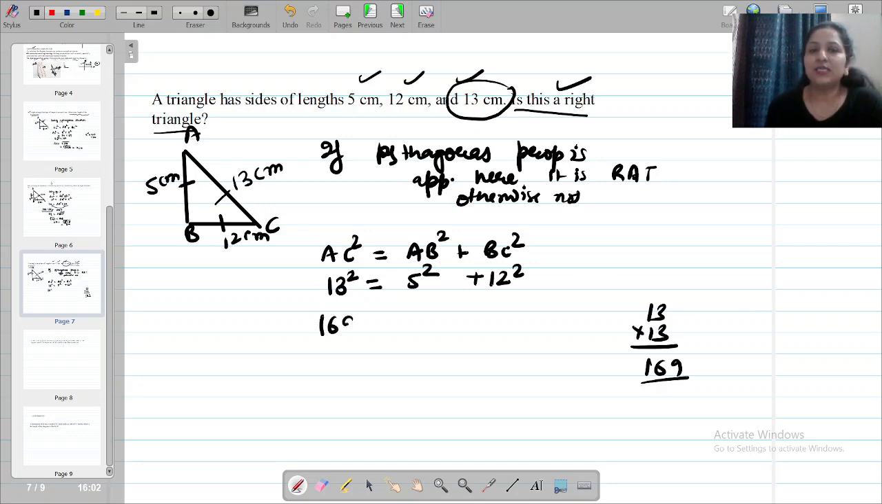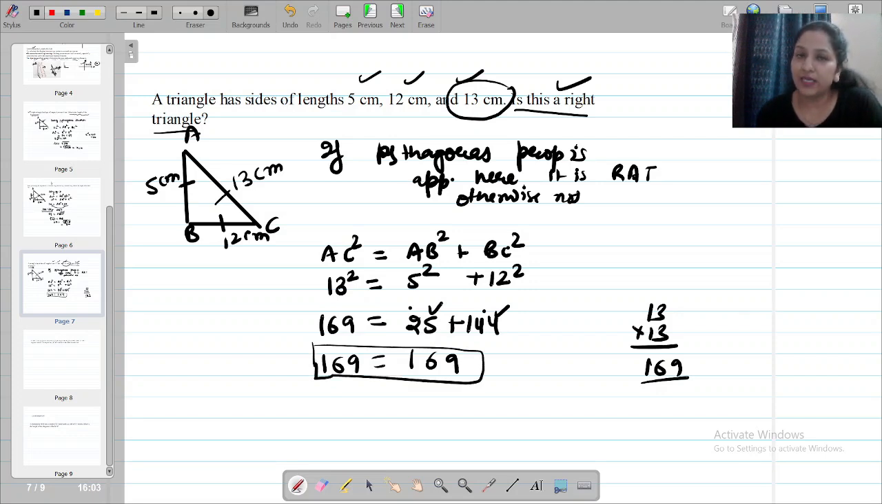So it is 169 on one side, and 5 into 5 is 25 and 12 square is 144. 5 plus 4 is 9, 4 plus 2 is 6, and 1 as it is. Are we getting the two sides equal? We are getting the two sides equal. So you have to write, since the Pythagoras property is applicable in this triangle, we can say that it is a right angle triangle.